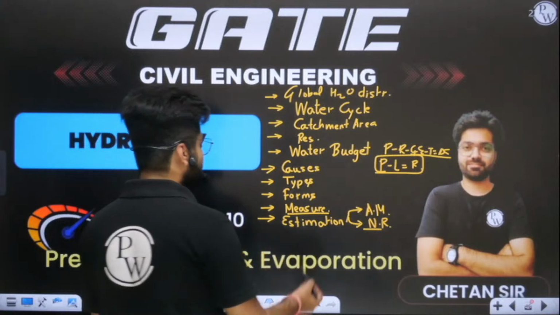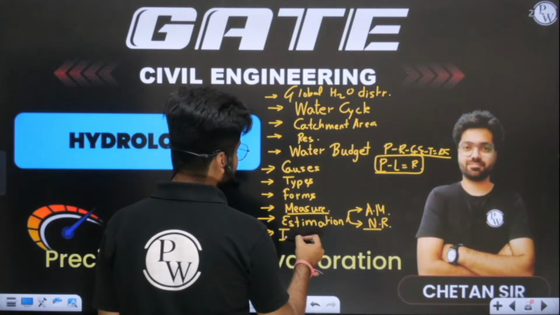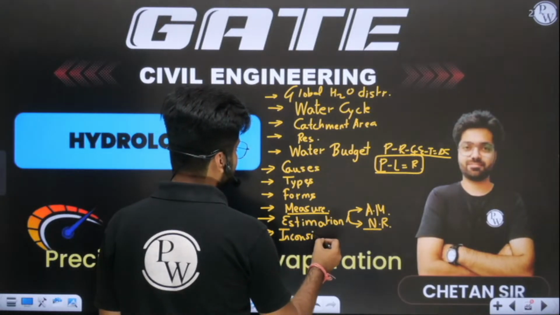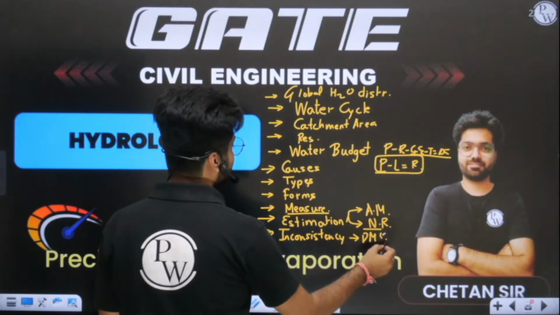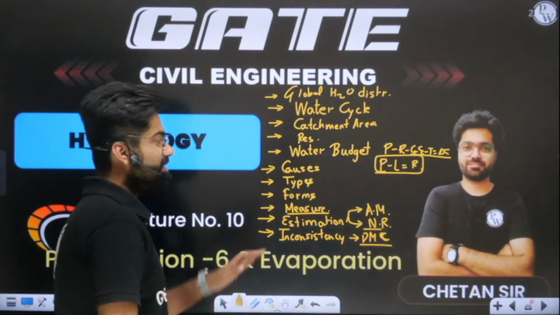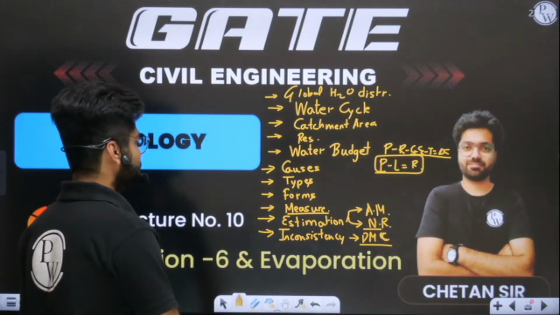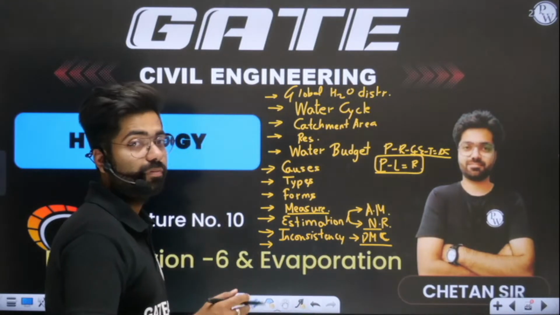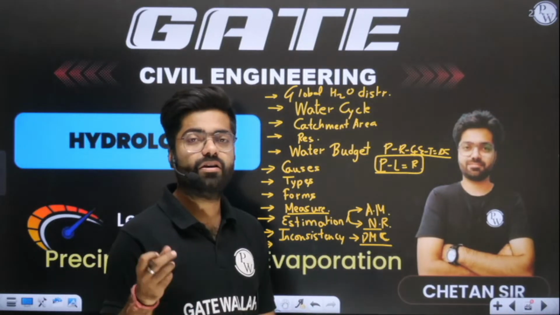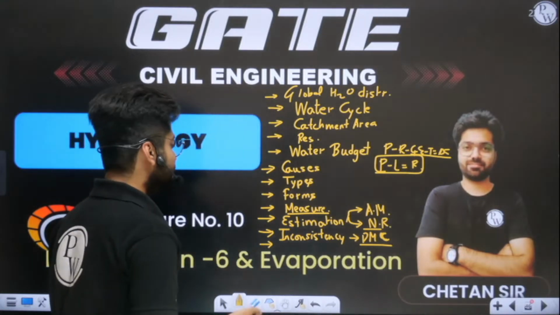Adequacy of rain gauge was also there. Then inconsistency, double mass curve thing was there. How to remove inconsistency? You told us the technique, double mass curve. With the help of double mass curve, we can change the pattern of our data. And in adequacy of rain gauge, you told us about the optimum number of rain gauge formula, CV upon error whole square. I hope you remember that.